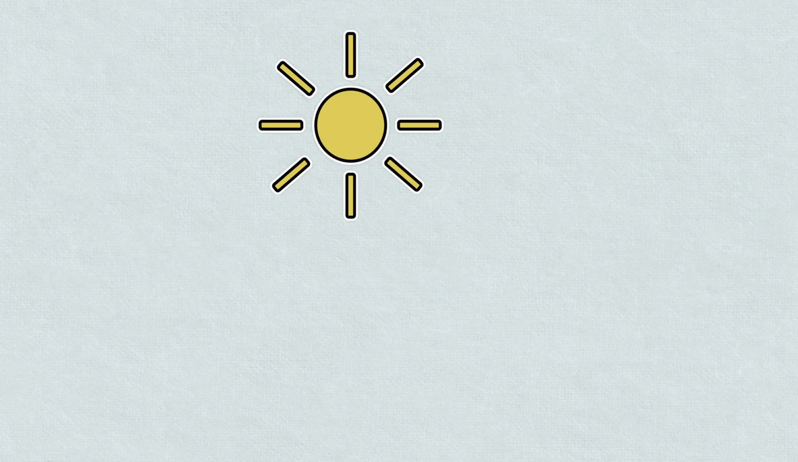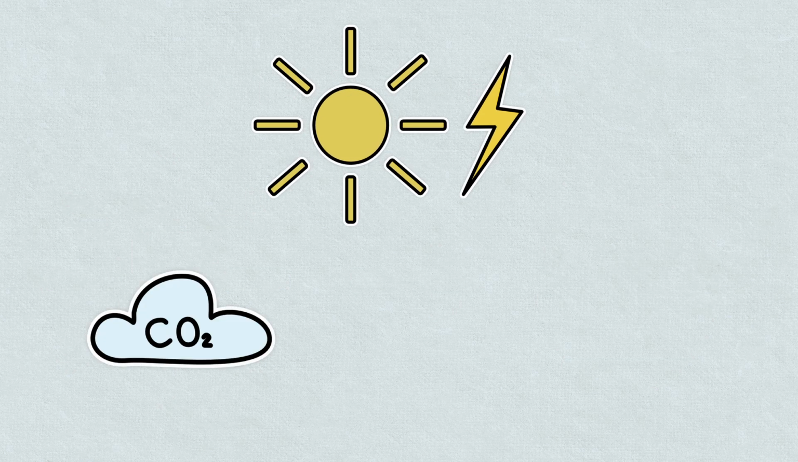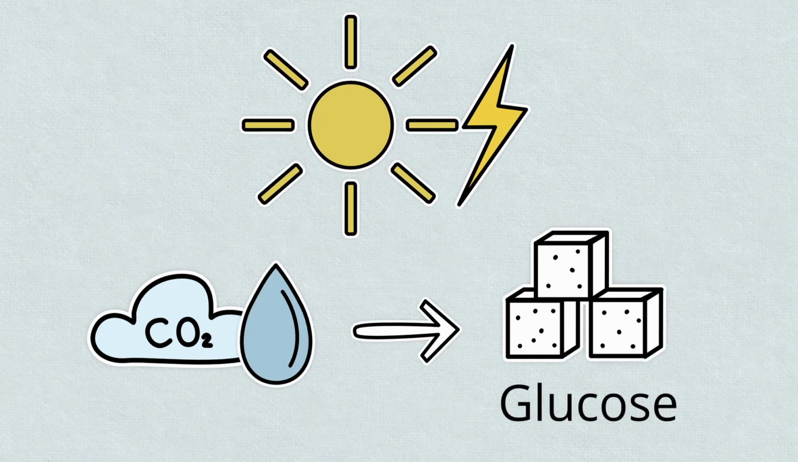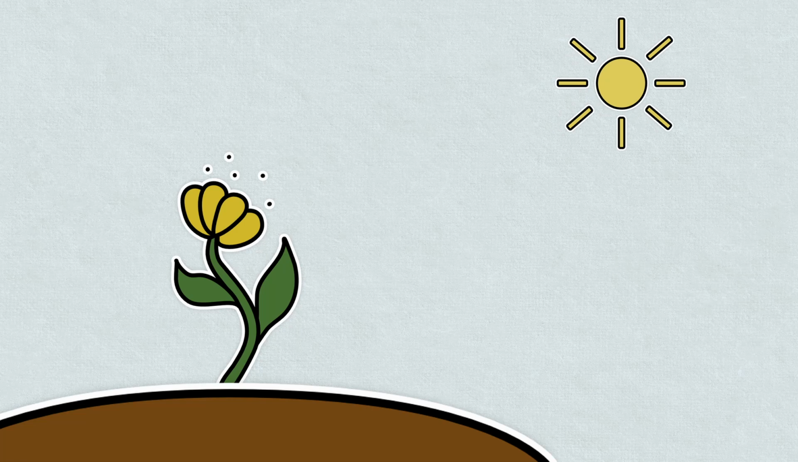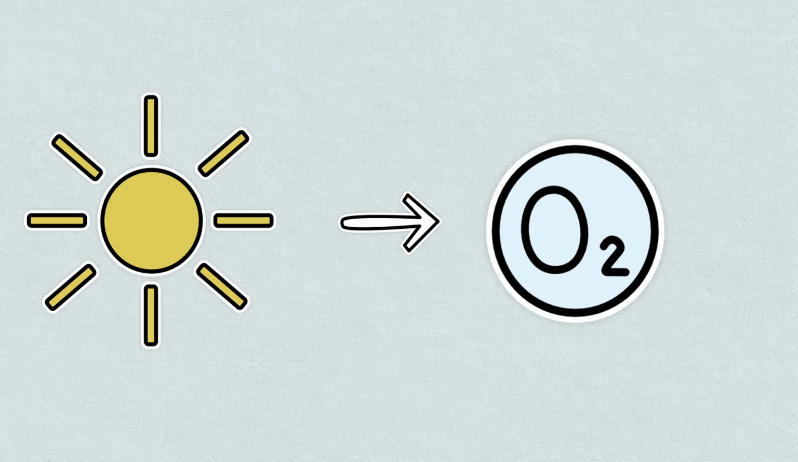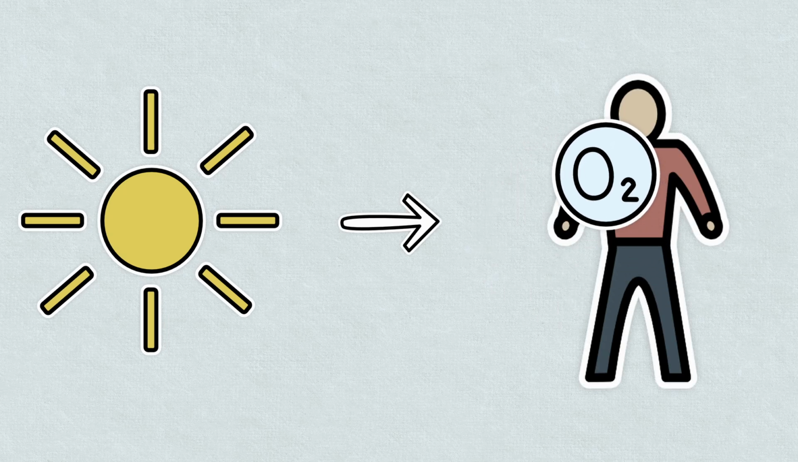During photosynthesis, plants use energy from the sun to convert carbon dioxide and water into glucose, which is a type of sugar that plants use for energy. Without sunlight, plants would not be able to make their own food and they would eventually die. Sunlight also helps plants produce oxygen, which is necessary for other living things to breathe.